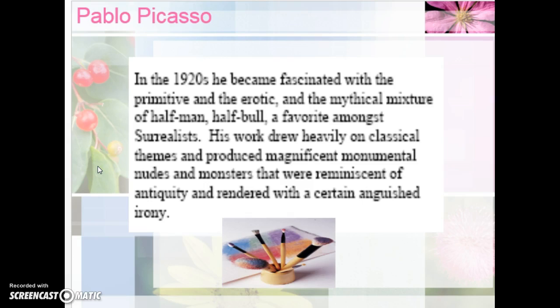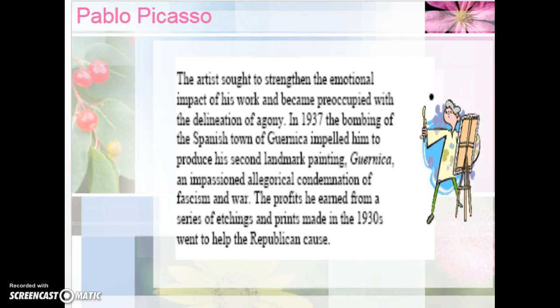His work drew heavily on classical themes and produced magnificent monumental nudes and monsters that were reminiscent of antiquity and rendered with a certain anguished irony. The artist sought to strengthen the emotional impact of his work and became preoccupied with the delineation of agony, and this next painting, in 1937, the bombing of the Spanish town of Guernica, impelled him to produce his second landmark painting, Guernica, which was an impassioned, allegorical condemnation of fascism and war.